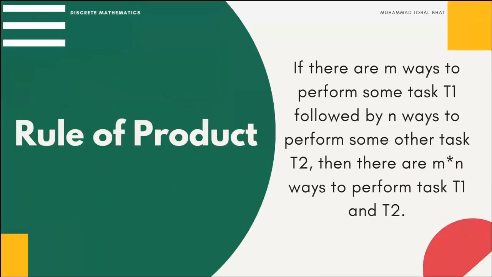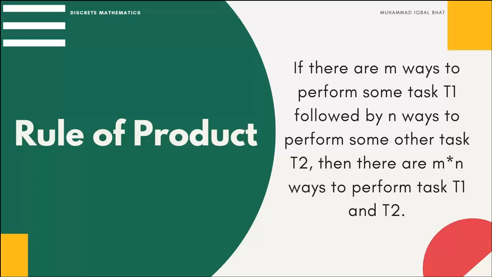Next principle or rule is the rule of product. It states that if there are m ways to perform some task T1 followed by n ways to perform some other task T2, then there are m into n ways to perform tasks T1 and T2.